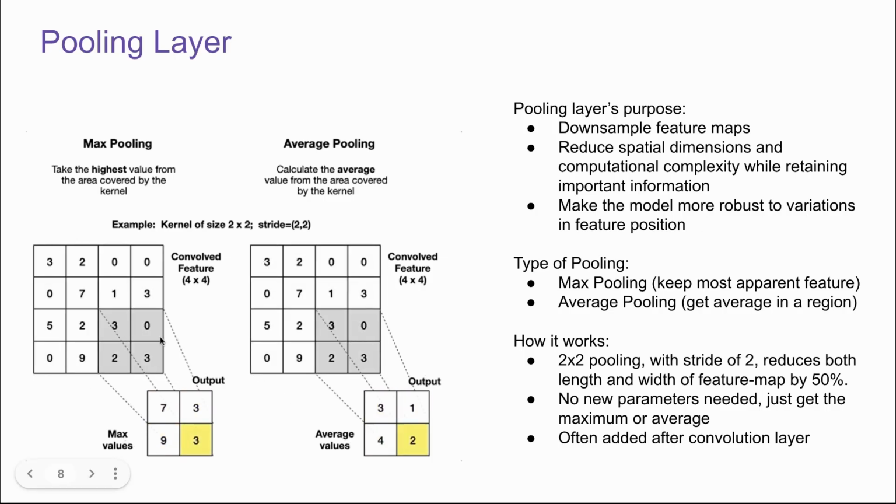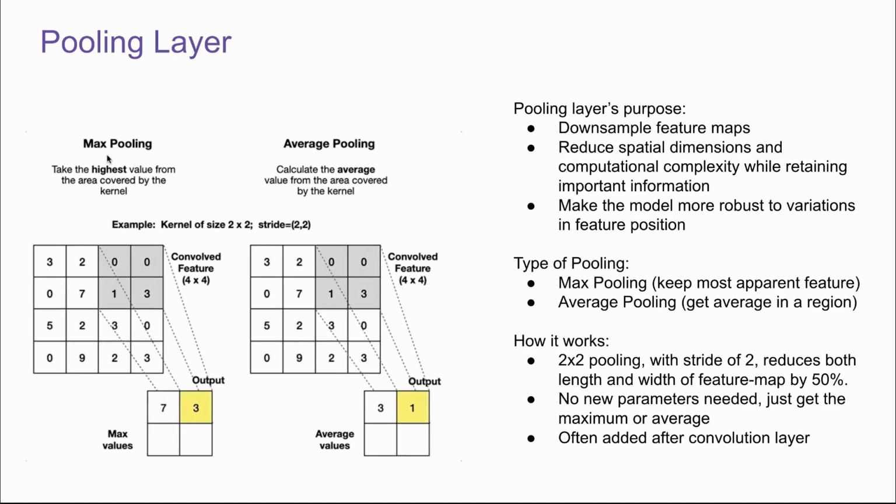In this case, the convolved feature is 4x4, and for max pooling and average pooling, the kernel size is 2x2 and the stride is 2. It means every time we do pooling, we consider a 2x2 matrix. And a stride of 2 means every time we move vertically and horizontally by 2 positions. So after the pooling is done, the 4x4 matrix will be compressed to a 2x2 matrix.